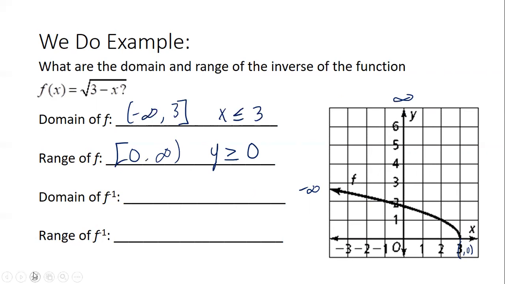So knowing that, what would be the domain of my inverse? Which one of these tells me my domain? The range. The range tells me the domain of my inverse. Is there a difference between infinity and negative infinity? Yes. Infinity on the y means you're going up, and negative infinity means you're going down. On the x, positive infinity means you're going to the right, and negative infinity means you're going to the left.